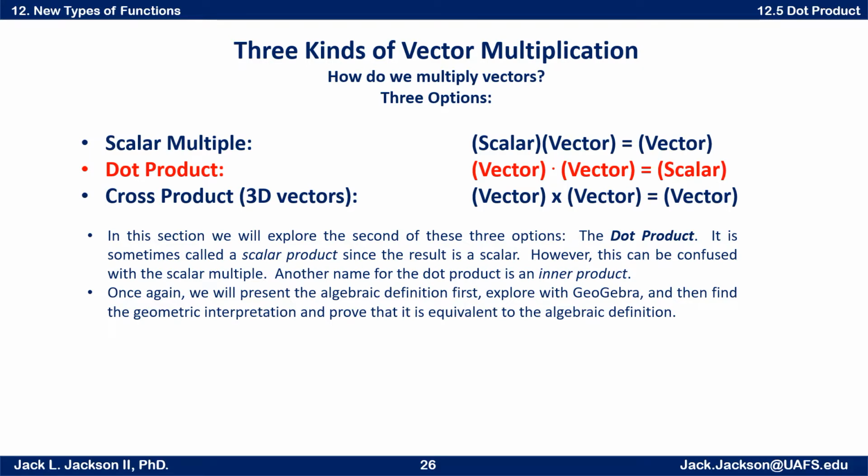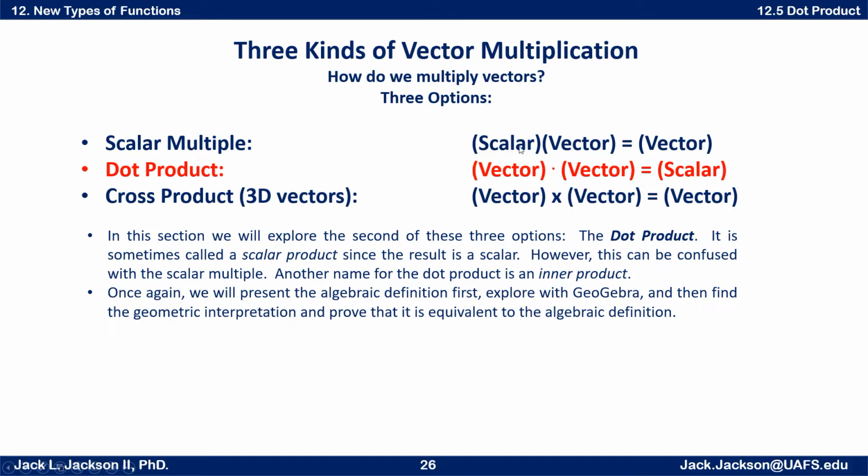And in the following video, we'll talk about the cross product, which is defined for 3D vectors, and a vector cross a vector is a vector. So there are three different kinds of multiplication involving vectors. Notice that we use three different symbols for them.